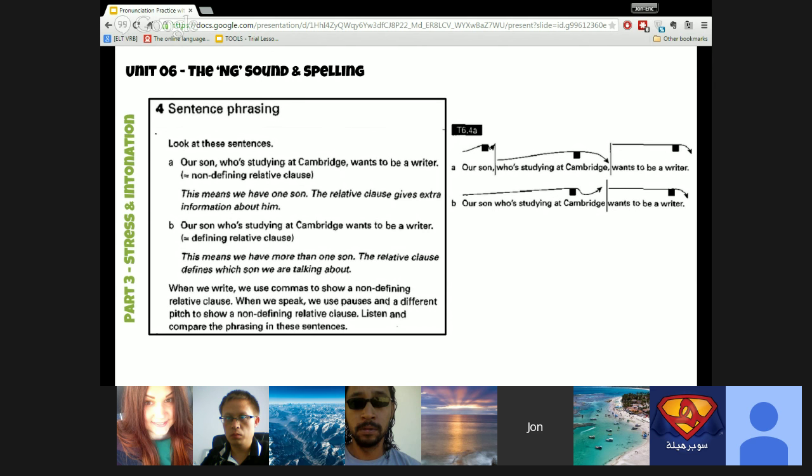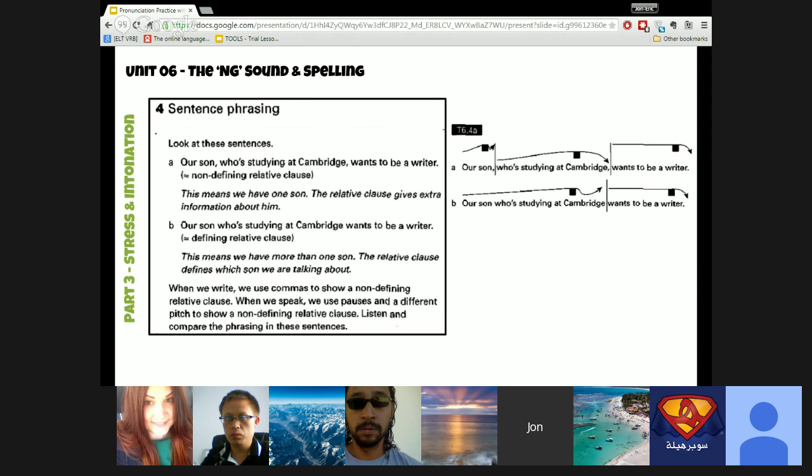I'm gonna slow it down. Our son. So if you notice, there's a little dip, down and up. Our son, who's studying at Cambridge, wants to be a writer. Try it. Our son, who study at Cambridge, wants to be a writer.